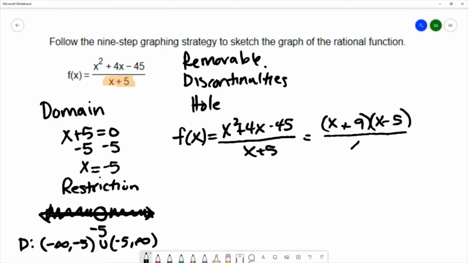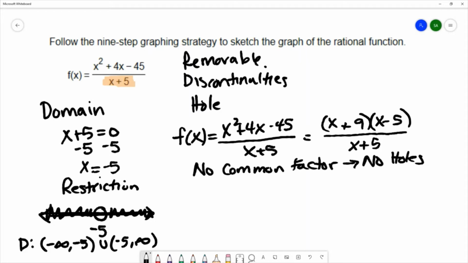And so as we look at this, there are no common factors between the numerator and denominator, and so there are no holes. So since there's no common factor, we know that there are no holes in the graph or removable discontinuity, no removable discontinuity.